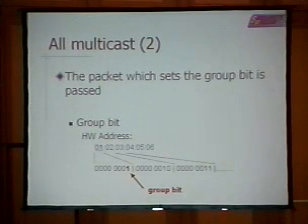Please look at this figure. When a hardware address is 01, 02, 03, 04, 05, 06, the first byte is 01. When you show it in binary, it is 00000001. The bit on the right edge is the group bit. This is very important.